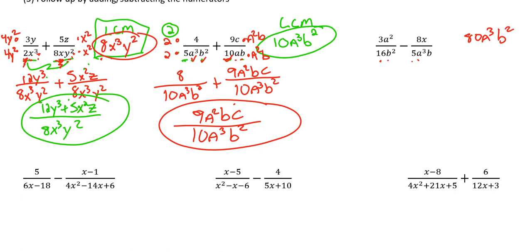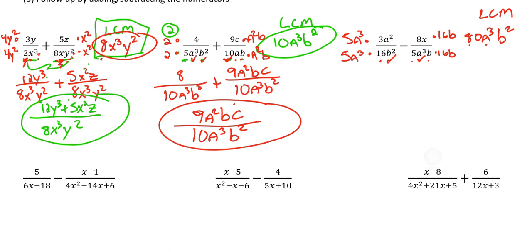Now, 16 times 5 is how I get 80, so this is going to be times 5. I already have the b squared, so I need an a cubed here. So I'm going to multiply by a cubed. Same to the top. On this side, I'm multiplying by 16 to get 80. Already have the a cubed checked. I need a b squared. This is just b, so I'm going to have to multiply by b.